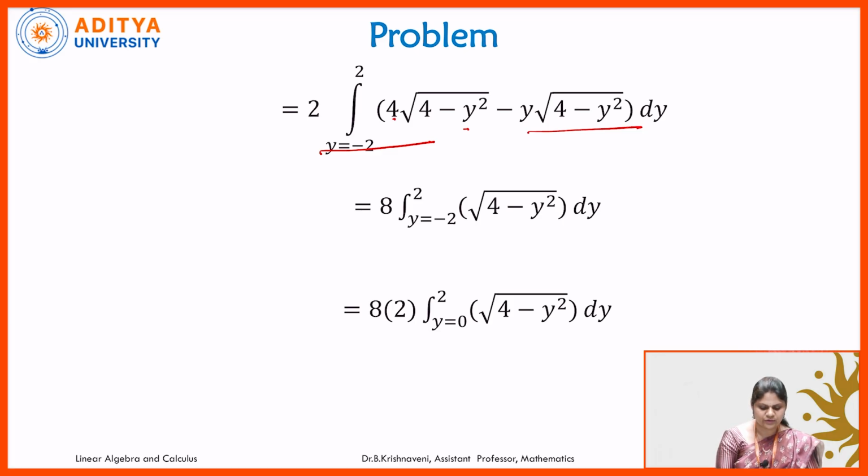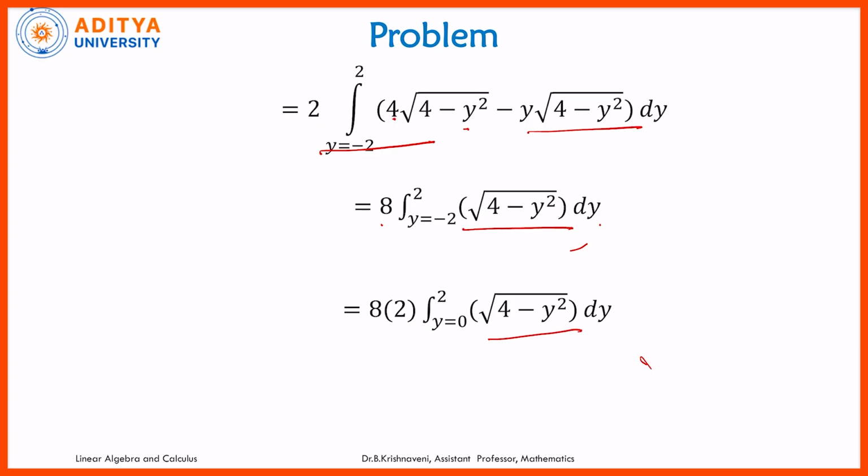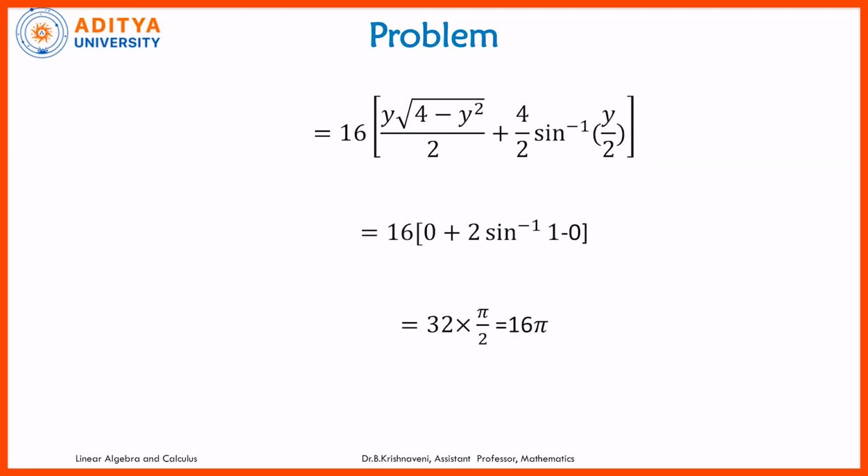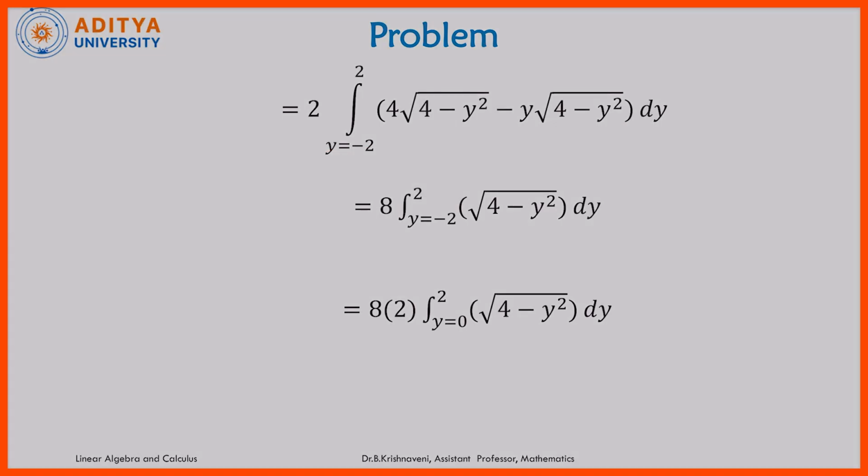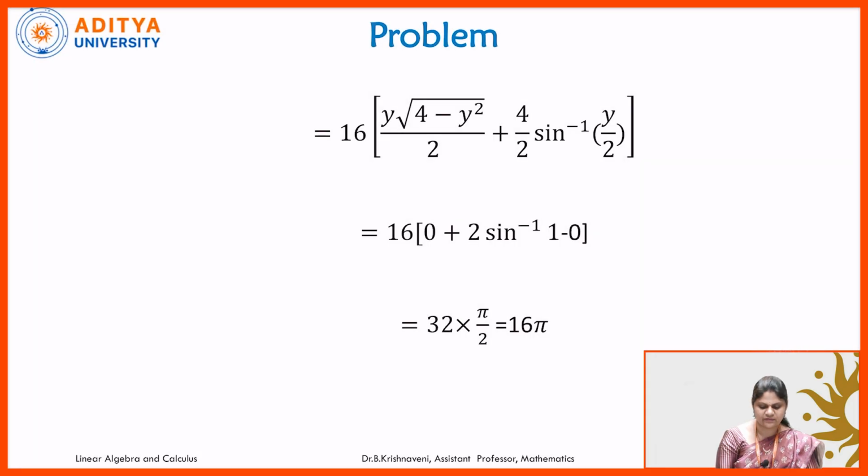Now 4 into 2 is 8, integral y is equal to minus 2 to 2 of root of 4 minus y square dy. Since this part is even, we can write this as 2 into integral y is equal to 0 to 2 of root of 4 minus y square dy. Now it is exactly in the form of the integral of root of a square minus x square dx. The integration of this is x by 2 root of a square minus x square plus a square by 2 sin inverse x by a. Using that formula, the above integration can be written as y root of 4 minus y square by 2 plus 4 by 2 sin inverse y by 2.